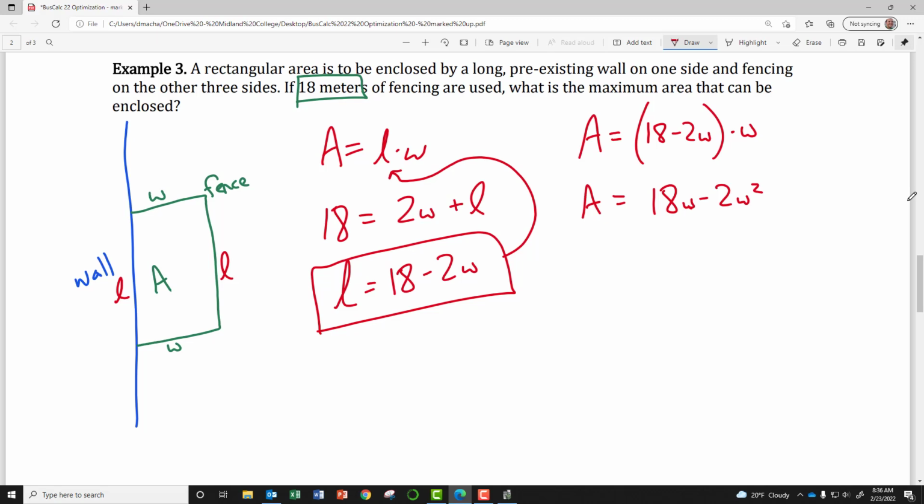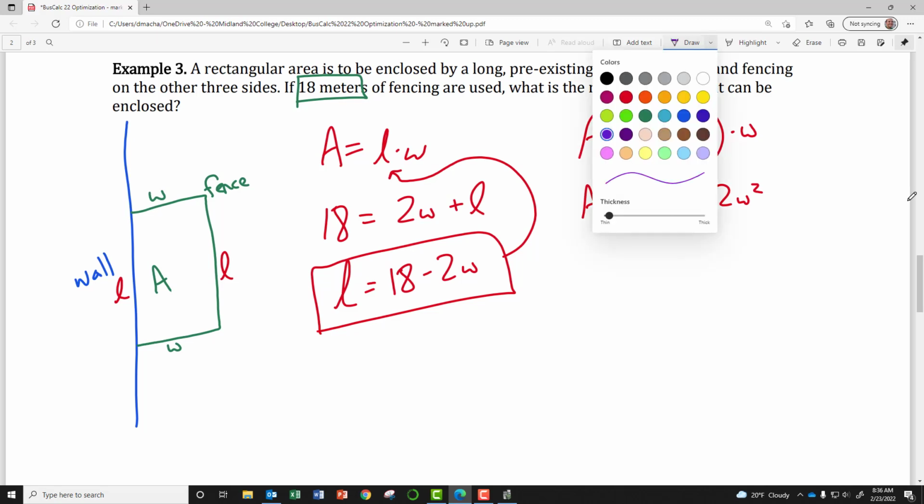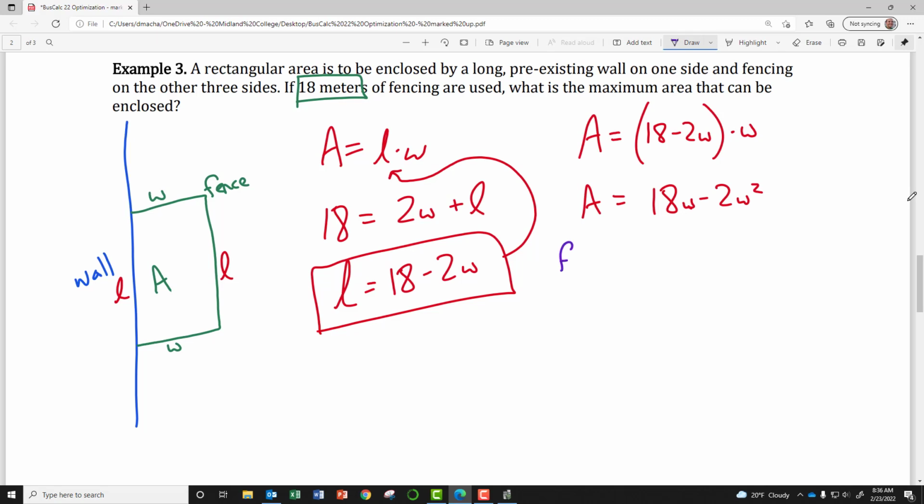And if I want to find the maximum area, finding the maximum means that you have to find critical points first and then test if the critical points you found are maximums or minimums. So to find the critical points, we're first going to take the derivative of area with respect to width. And the derivative here is going to be 18 minus 4W, because that's just the power rule on each of those terms. And to find critical points, I set that equal to 0.